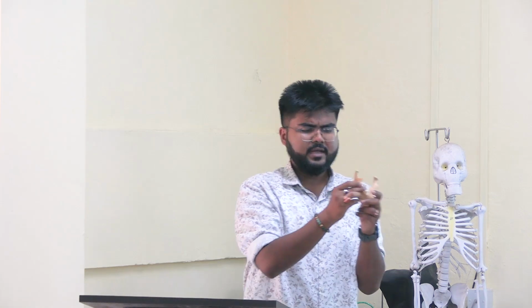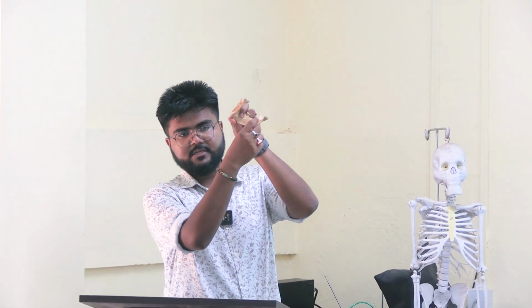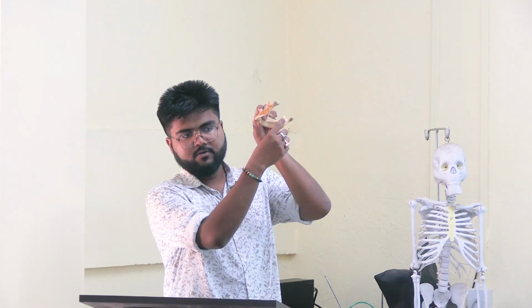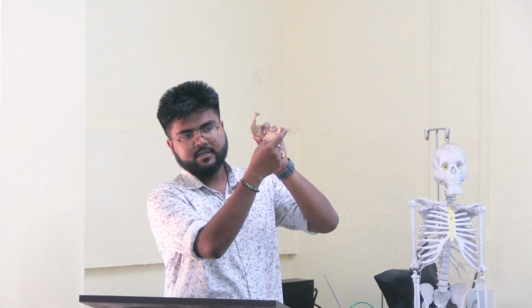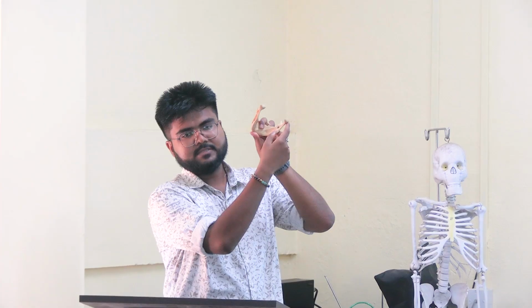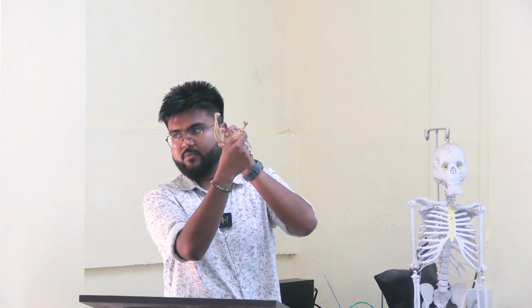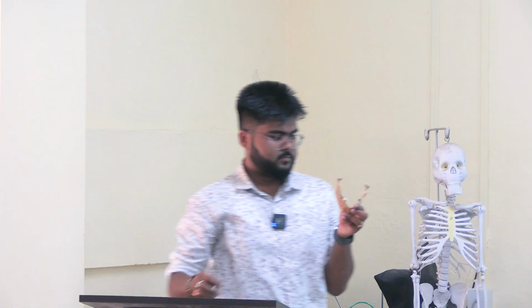And here you can see in the inner surface another foramen is present. This is called your mandibular foramen. And above this mandibular foramen, another tubercle is present. This is called lingula. And below this foramen, you can see another groove-like structure is present. This is called your mylohyoid groove. This is the line, mylohyoid line. And this is the groove, mylohyoid groove.